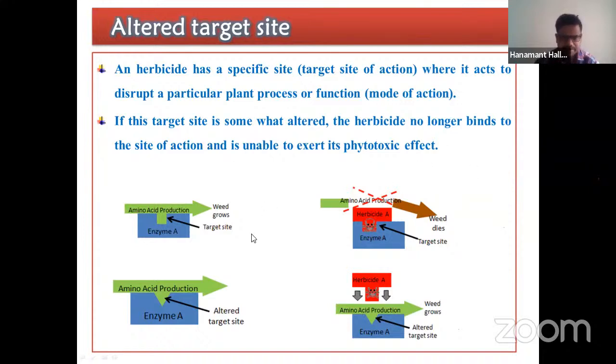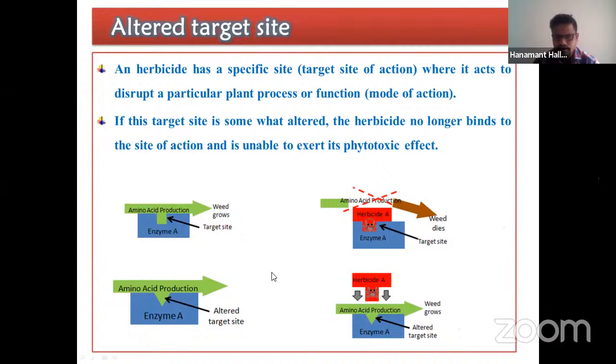Here, if you see it diagrammatically, a particular enzyme A is responsible for amino acid production. Because of that amino acid production, weeds will continue to grow. Here if you apply the herbicides, some of the herbicides are known to inhibit the amino acid production, so that in normal conditions the herbicides will affect the amino acid production. So because of lack of amino acid production, weeds will die.